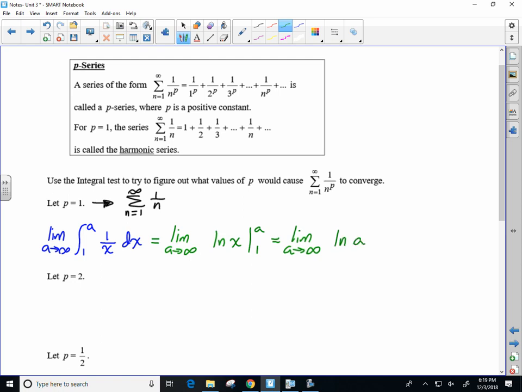Natural log of a minus the natural log of 1, but natural log of 1 is 0, so it's irrelevant. All right, so I can leave that be. Now, a natural log function is an increasing function throughout its domain. It never stops increasing. So this has a limit equal to infinity. So we're talking about a situation that diverges.